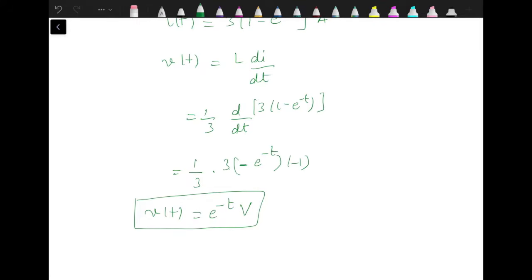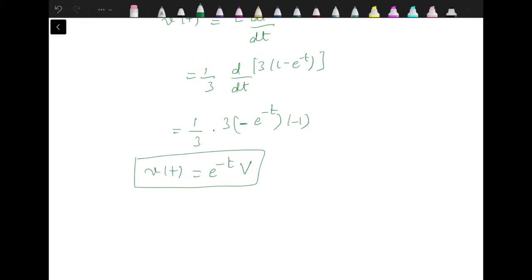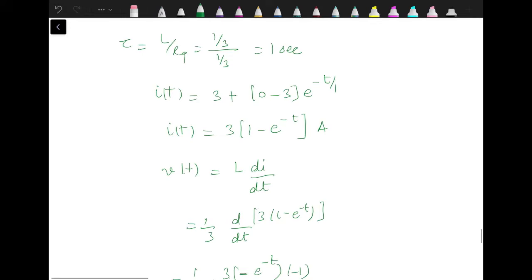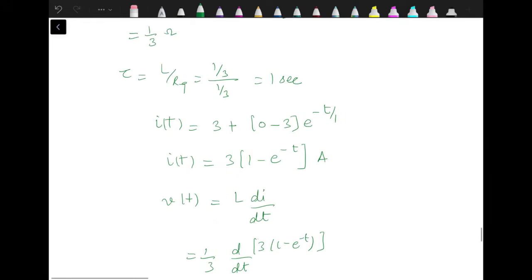So we don't need to find out the expression of voltage directly. We can easily solve it once we have the value of current through the inductor. For that we have the same formula which we had used earlier.